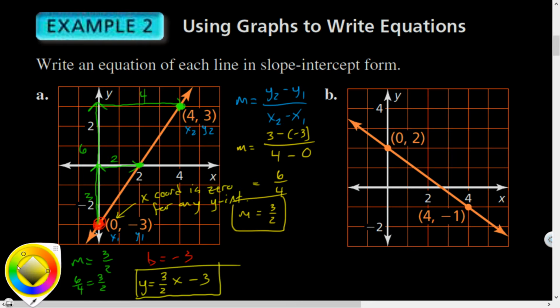All right, this next one, let's do a lot quicker. Maybe the y-intercept's the easier one to find first. Does anyone see the y-intercept for this part B? Yeah, just plain old 2.